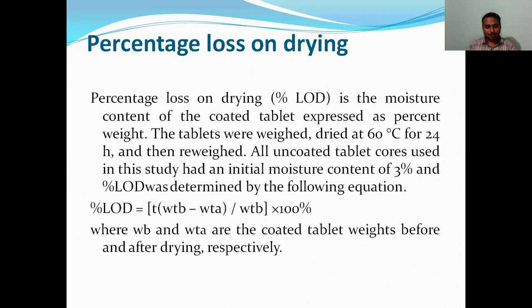Percentage of LOD we can calculate as WTB minus WTA divided by WTB, times 100, where WTB and WTA are the coated tablet weights before and after drying. WTB is the weight before drying and WTA is the weight after drying. By this process only we can calculate the loss on drying. So this is the evaluation process of the coated tablets. Okay, this is the theory of the evaluation process of the coated tablets.